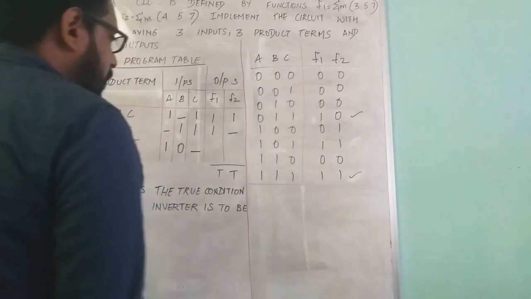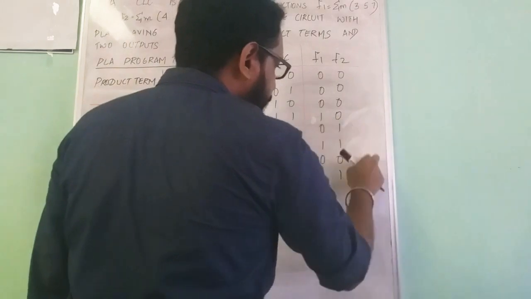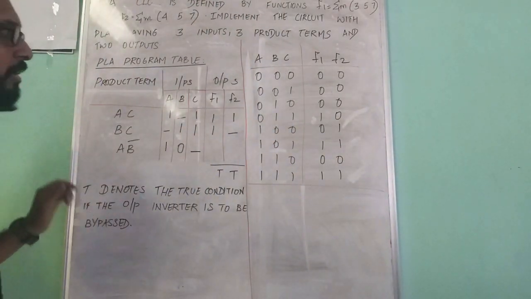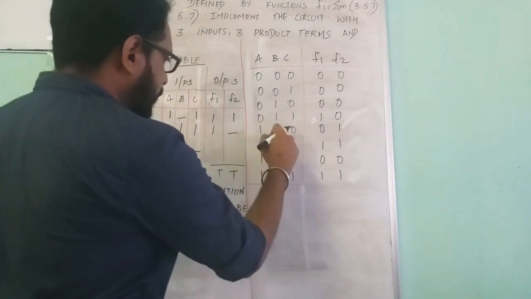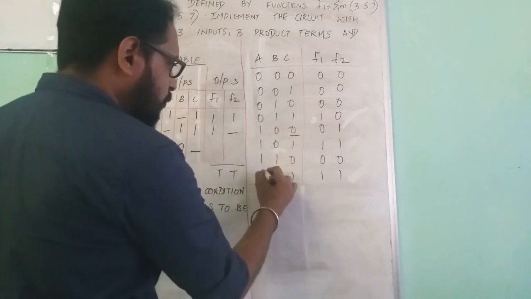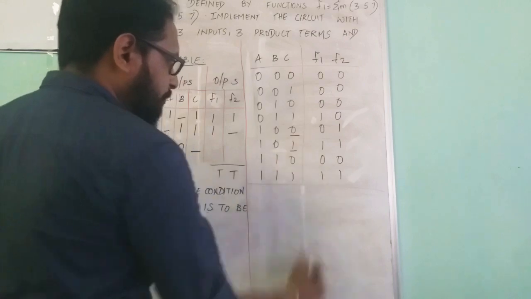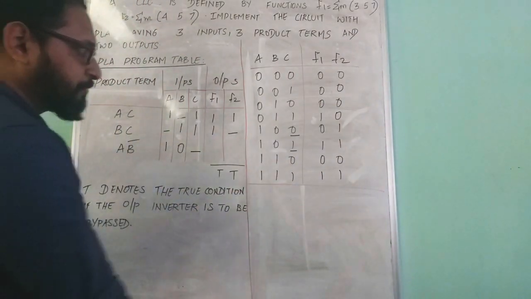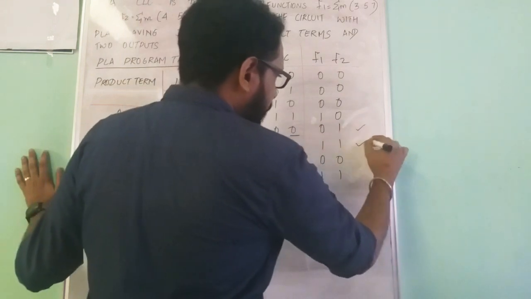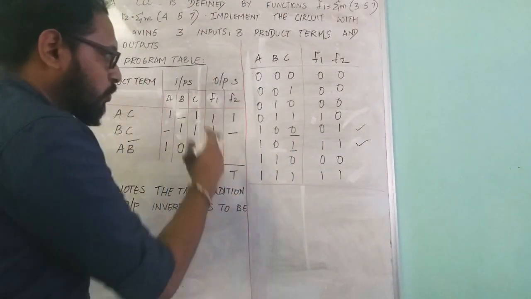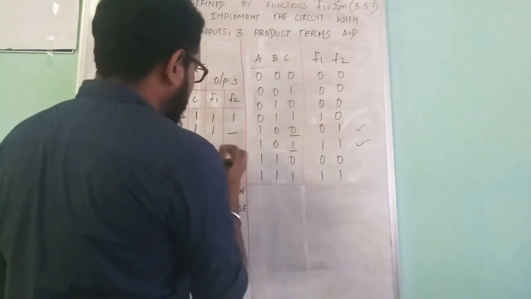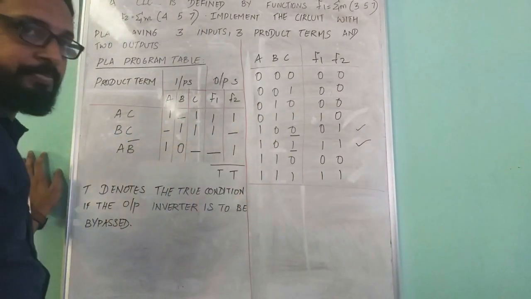Clear? Our next step is 1 0 dash, right? A B bar 1 0 dash 1. We have 1 0 0 and 1 0 1, right? What is the corresponding value? 0 1 and 1 1. So it means that F2 holds the value 1, that's the constant term, and F1 will be dash.